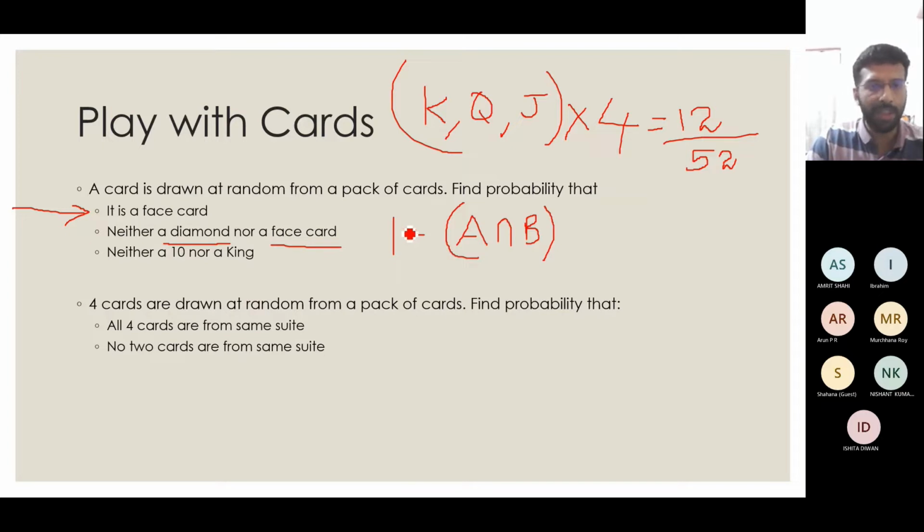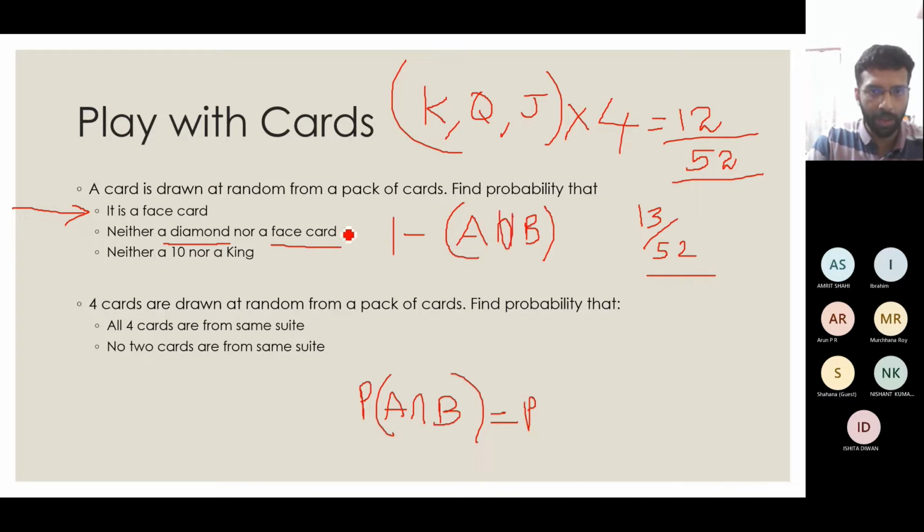Now, what is the probability that I will get a diamond? I already saw that, right? The probability that I will get a diamond is 13 out of 52, and the probability that I will get a face card, which I solved here, is 12 out of 52. Now here we cannot simply add these two. When we went through the addition rule, we saw that here A and B are not independent events. Sorry, it's my mistake, it's a union here.